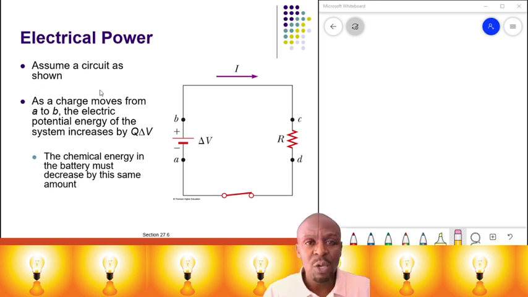Now let us also talk about the electrical power. When you consider this electric circuit here with one resistor and a potential difference, in this case, when the switch is closed, as the charge moves from point A to B, the electric potential energy of the system is changed by this change in V. Now, the chemical energy in the battery must decrease by this same amount. Now, what will happen when it passes C and D?